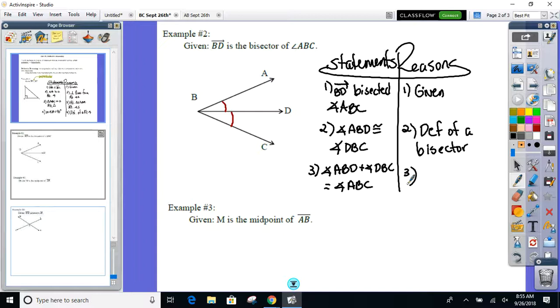What'd you do to the two? I think you're overthinking it. Angle addition. How about that? Angle addition. All right.